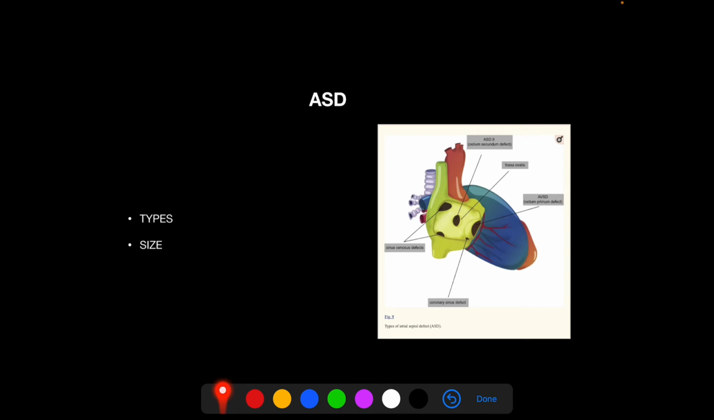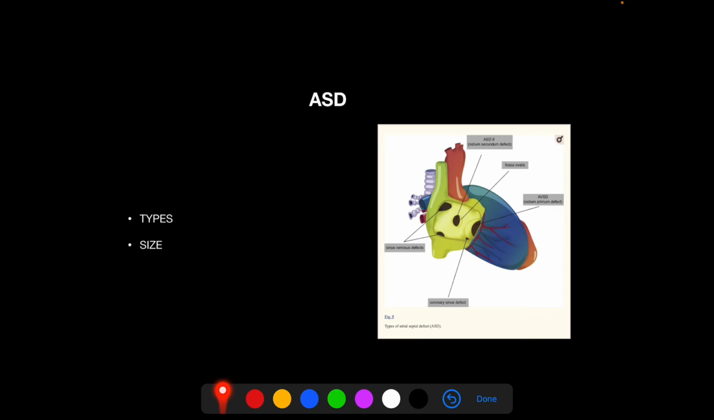So next we have to go through ASD. Anatomically there are different types of ASD: secundum at the region of foramen ovale, and primum ASD, and then sinus venosus, coronary sinus. These cannot all be detected using ultrasound. So these are the types, mainly primum and secundum type of ASD.